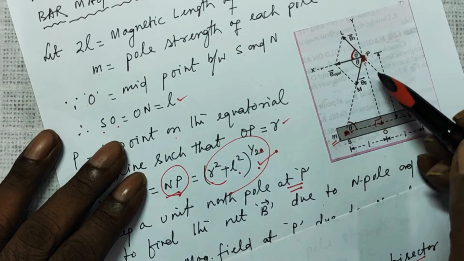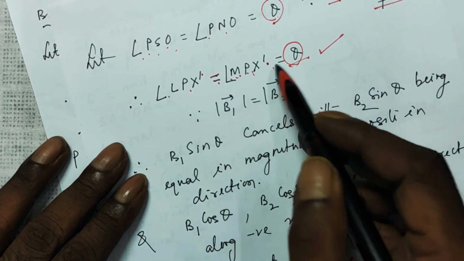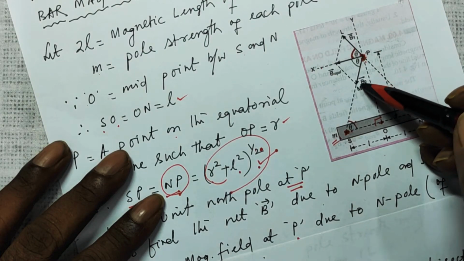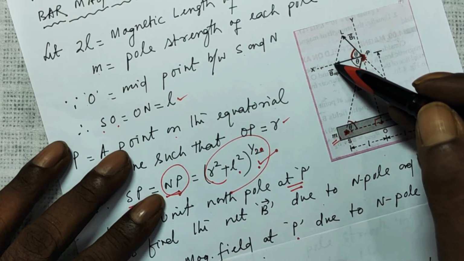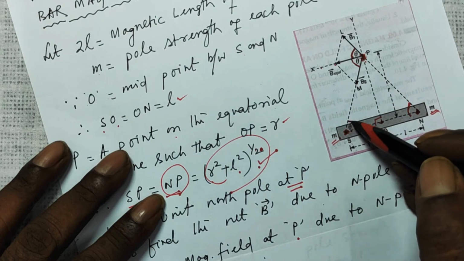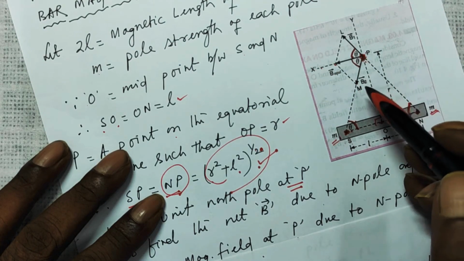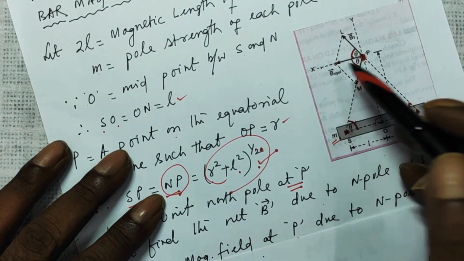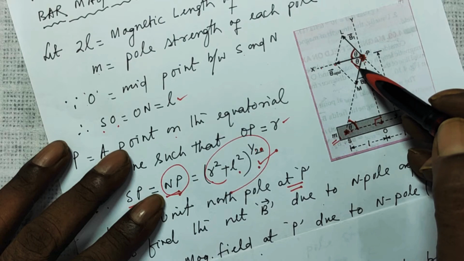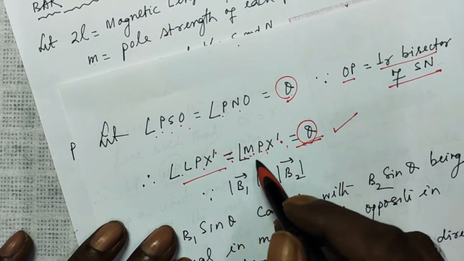Then let me explain why the angle MPX dash is also theta. MPX dash, x dash to this side, to the negative x-axis. This angle is theta because we have taken theta. This is also theta because this is the perpendicular bisector. This line P x dash is parallel to this line and this is the transversal. So if this angle is theta, this is also theta because alternate angle. So that is what I explained. Both the angles are theta.